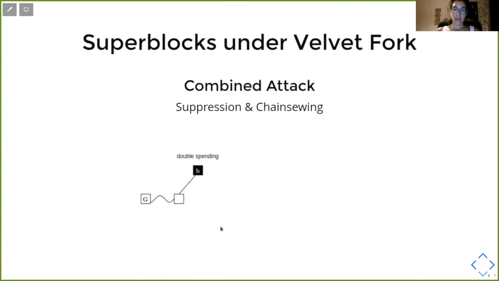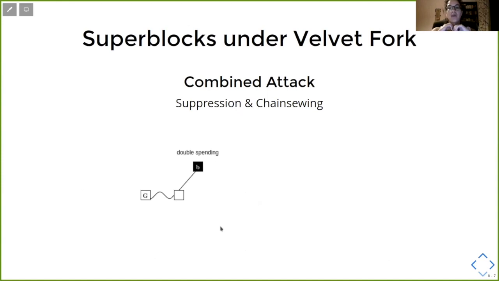So now we can think of a combined attack after this protocol patch. It's an attack that combines suppression and chain chewing. Let's see in short, step by step, this attack. Let's say that the attacker starts by generating a block B as a fork block that contains a double spending transaction. And then what she does is that she tries to generate as many thorny blocks as possible in the honest chain. And at the same time, she tries to suppress as many honest superblocks as possible.